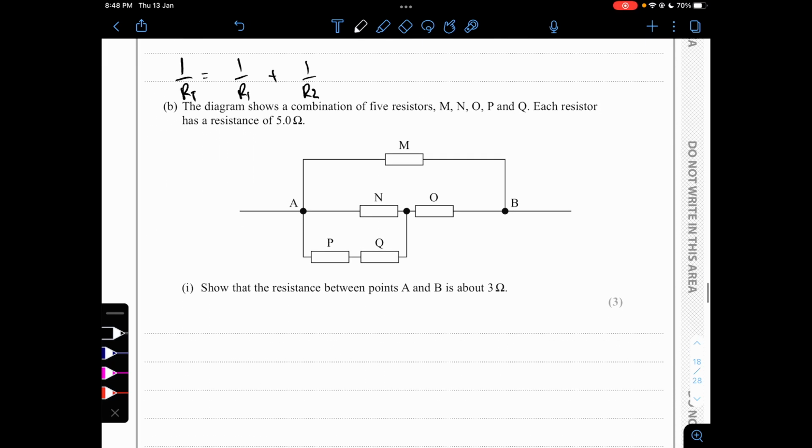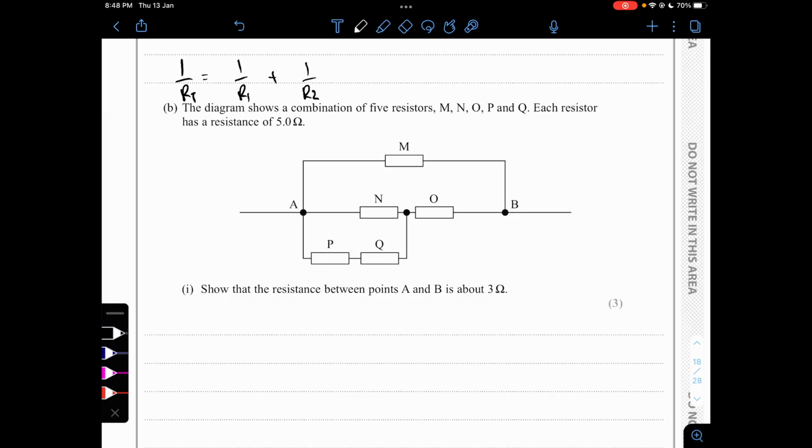Alright, let's go. The diagram shows a combination of 5 resistors: M, N, O, P, and Q. Each resistor has a resistance of 5 ohms. Show the resistance between points A and B is about 3. So this is 5 and 5, so we can combine it to get a resistance of 10 ohms. And now we need to combine it with this N.